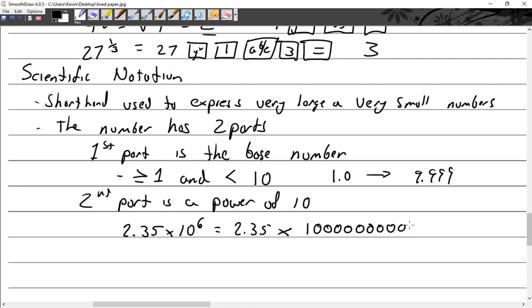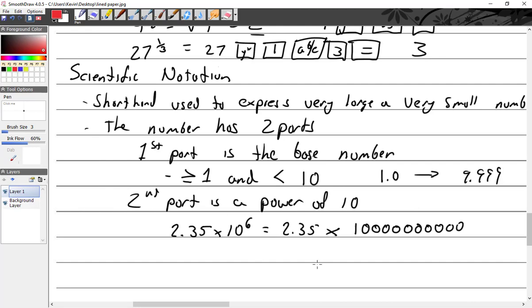I could just put a whole bunch of them, and I could say, well, where do I start to count? To the right of the one, and I count over 6. 1, 2, 3, 4, 5, 6, right there. So 1, 2, 3, comma, 1, 2, 3, comma. So that comes to 1 million, right? So it's really just 2.35 times that.